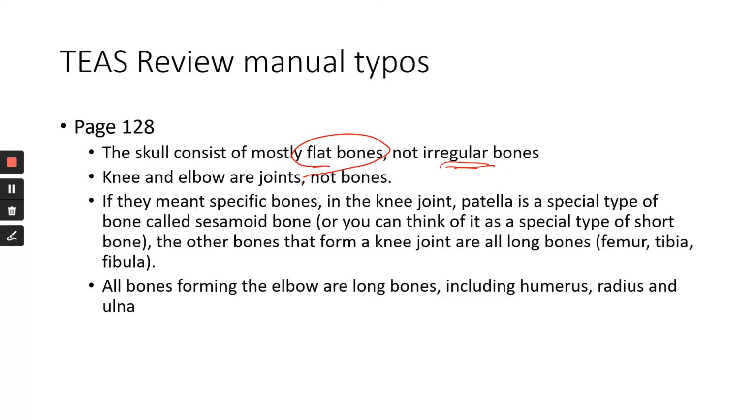Next one, knee and elbow. To be accurate, they're really joints, not bones. They consist of bones, but they're actually joints. If they mean specific bones, like in the knee joint, the patella is a special type of bone, a sesamoid bone. Other bones that form the knee joint, like femur, tibia, fibula, are long bones. Same thing for the elbow. All bones forming the elbow are long bones: humerus, radius, ulna.